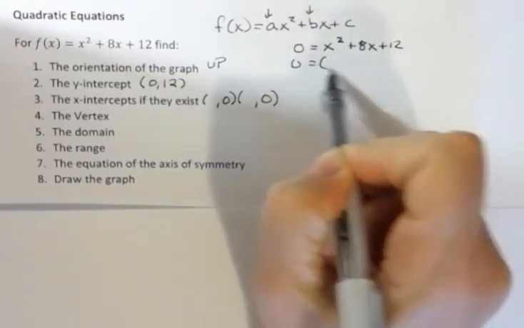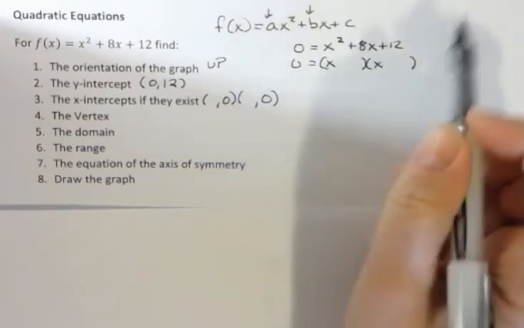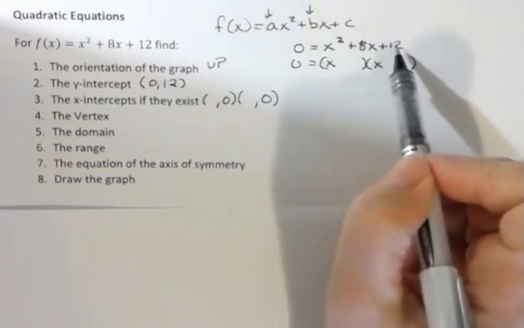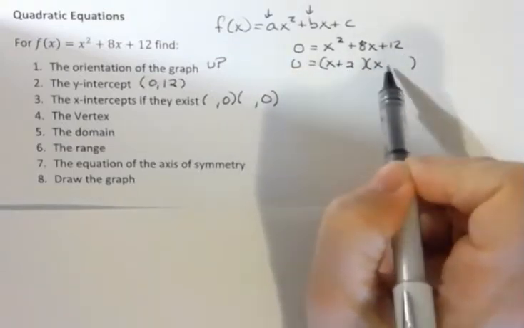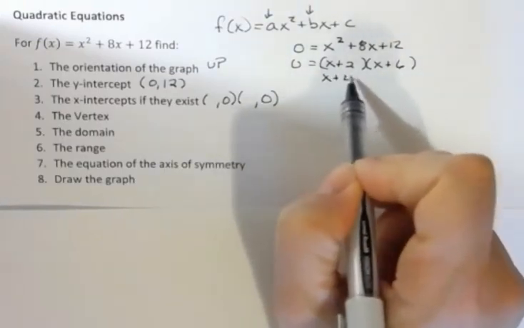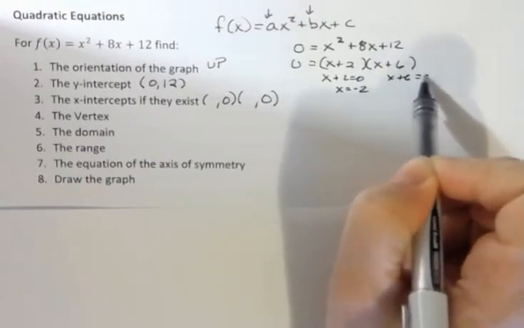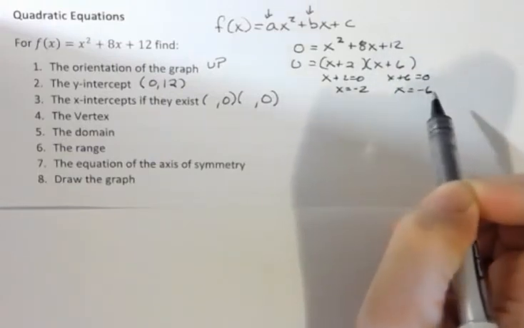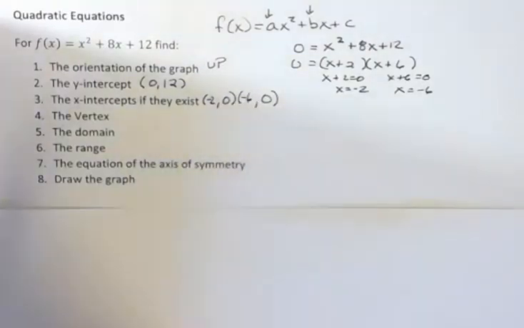This is not a video about factoring, but I do have videos about factoring if you want to go back and watch them. The numbers I'm looking for multiply to be 12 and they add to be 8, and that happens to be positive 2 and positive 6. So when I set both of those equal to 0, I get x is negative 2 and x is negative 6. So I have two x-intercepts and they happen to be negative 2 and negative 6.